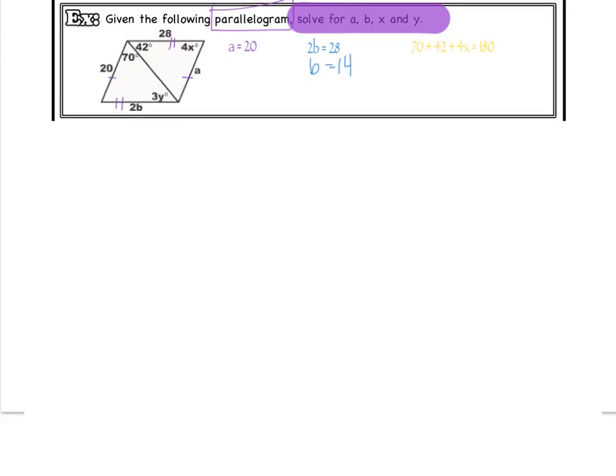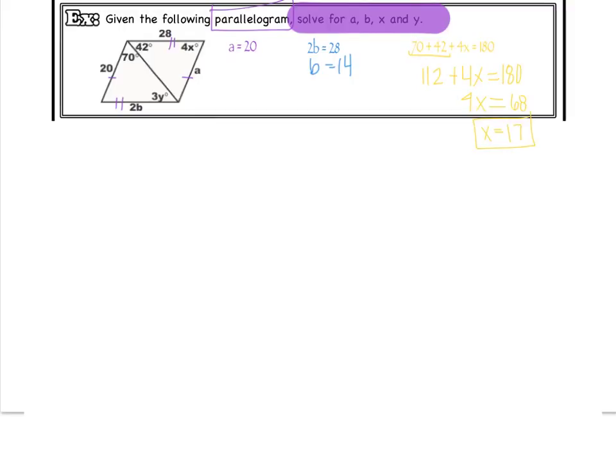So I was able to say that 70 plus 42, because that makes up that whole angle, plus this consecutive angle of 4x is supplementary, so that equals 180. So when I solve that out, I end up with x is 17. All right, so let's see how we can figure out y.